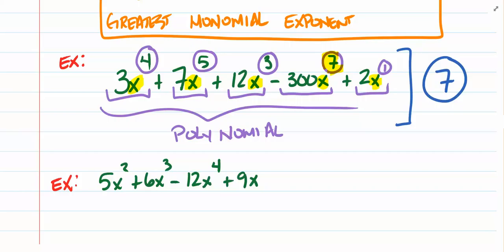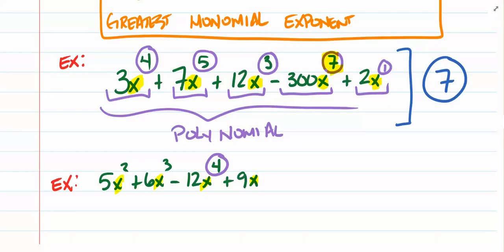Here's another example. 5x squared plus 6x to the third minus 12x to the fourth plus 9x. What would the degree of this polynomial be? It would be a 4. It is a 4th degree polynomial. I only have one variable, which is x, in all of my terms. So therefore, I look at the highest degree monomial, and this is a 4th degree.